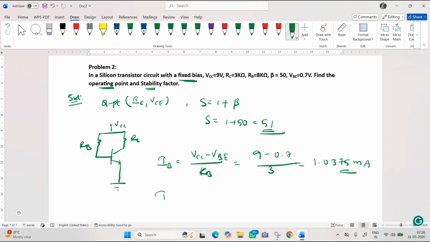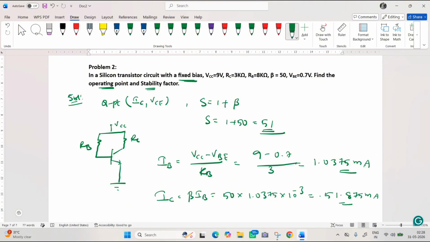But here, if you try to find this IC, then it will become beta times IB. This beta value is equal to 50 into 1.0375 into 10 to the power of minus 3. If we do this, I will get 51.875 milliamps. Actually, 51.875 milliamps is a very large current. We cannot expect this much current in the BJT.